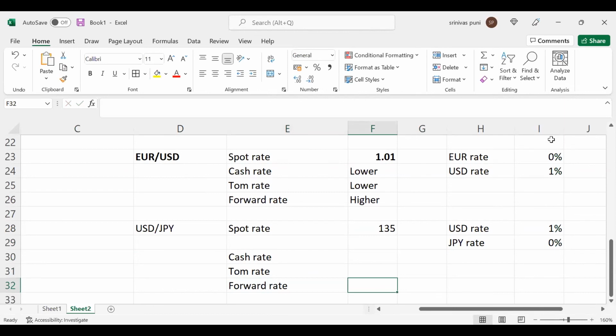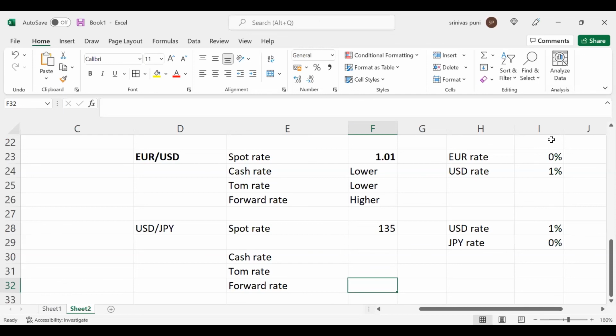What will the cash rate be? Lower or higher? Think about it. Cash rate, will it be lower or higher? Same logic. Which is the lower interest rate currency here? JPY. And which is the higher interest rate currency? Dollar.